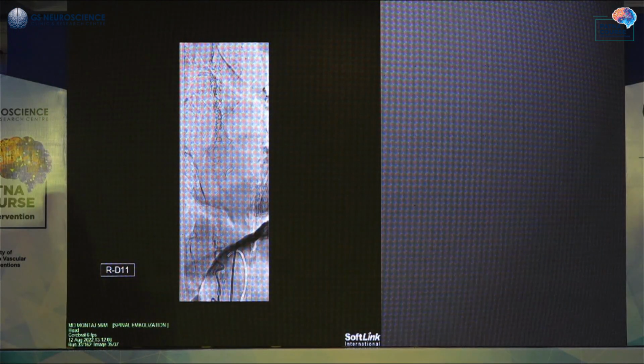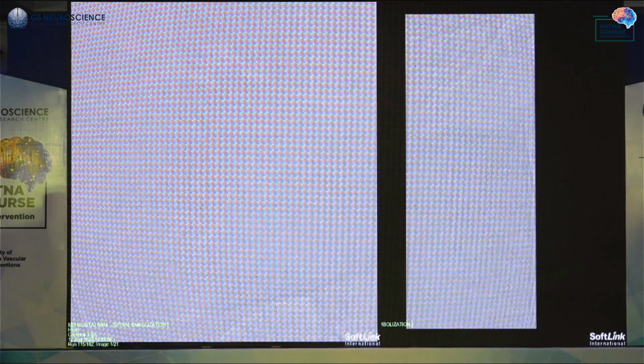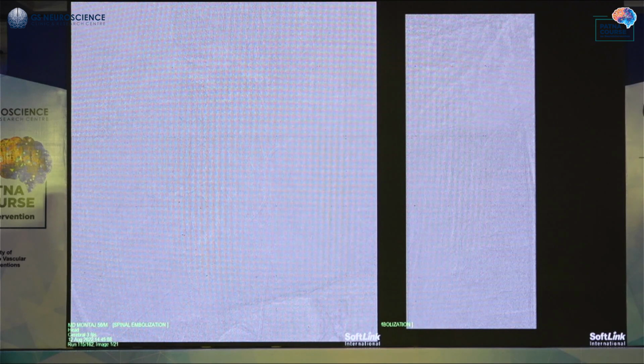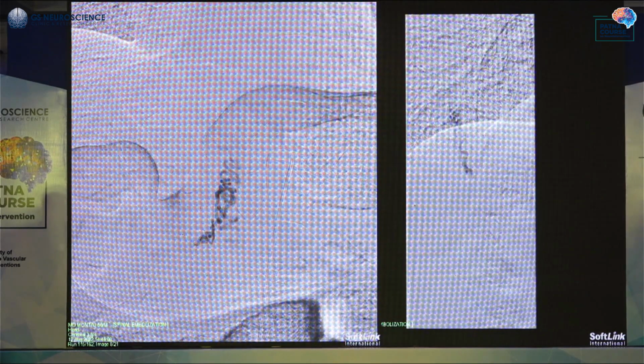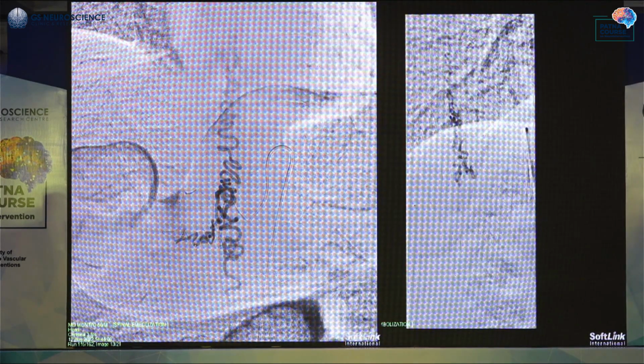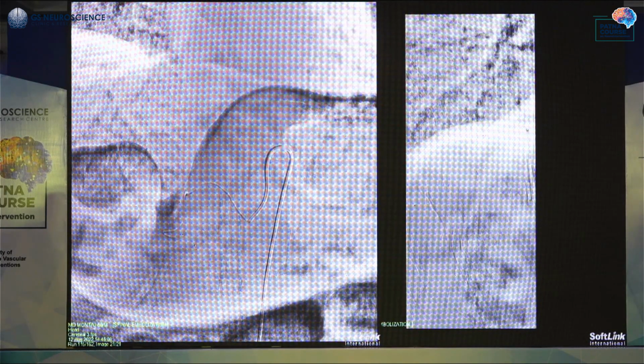Yeah, this is a short video of the glue injection. I'll just show you. This is a routine dural AV fistula. With the C2 catheter, the initial angiogram is done. Your microcatheterization is done. You get close to the fistula. Your microcatheter position is here. And you saw the reflux, I'll just play that again, sorry.